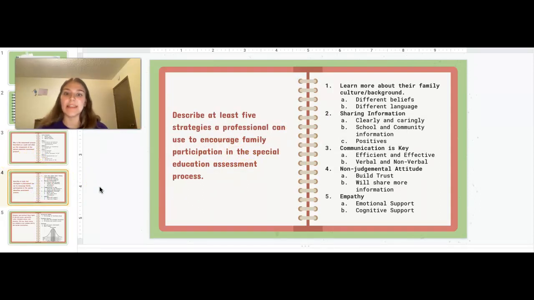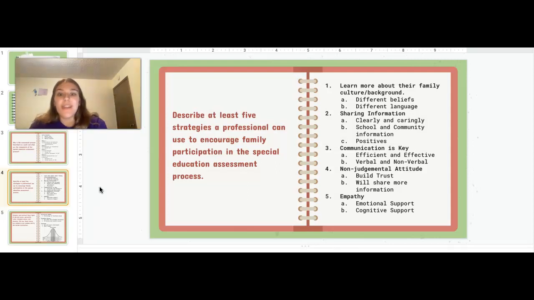Question number 3, describe at least 5 strategies a professional can use to encourage family participation in the special education assessment process. So step 1, you can learn more about their family culture and background. Some families have different beliefs, different religions, and also different languages. If a parent and family speaks a different language, their first language is not English, then you have to provide a translator, and all of the documents and paperwork will be in their first language, depending on what that language is.